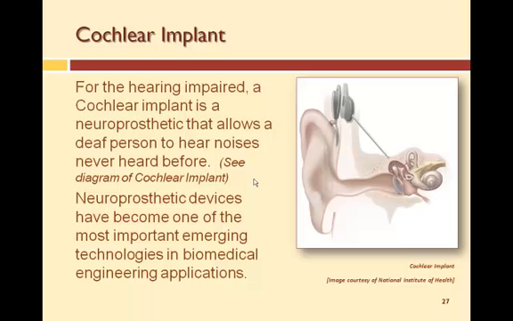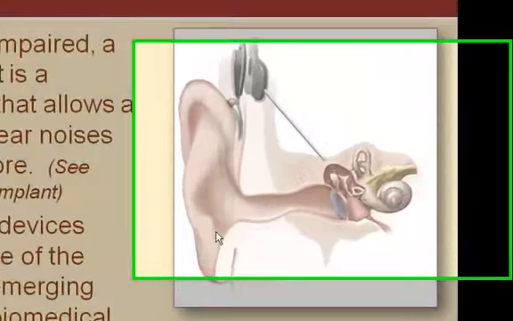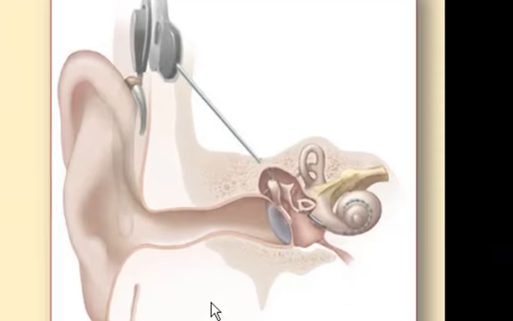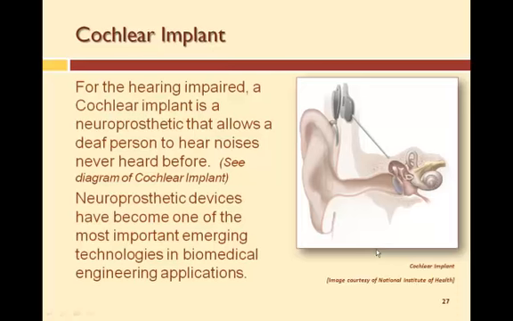And then the cochlear implants, another example. They do use cantilever type structures within this device to actuate things. Okay? So this is one of the important emerging technologies. A lot of people have these implants already. And there's a good website for folks to learn how to get a cochlear implant and how it works and what types of deafness it can help with. Okay?